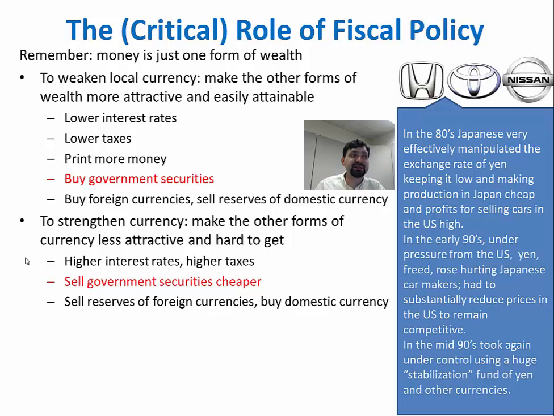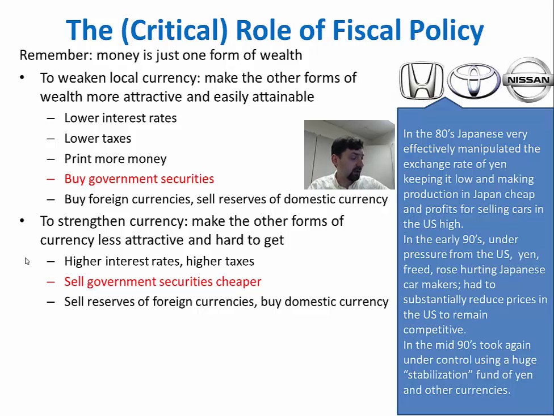Then you can also sell government securities. So you can try selling government securities and other financial instruments, and that will create demand for dollars. So the dollars will go back to you, and the supply of them in the market will shrink. And as a result, the price of dollars, or the exchange rate of the dollar, will go up. Or again, whatever currency is used in your country.